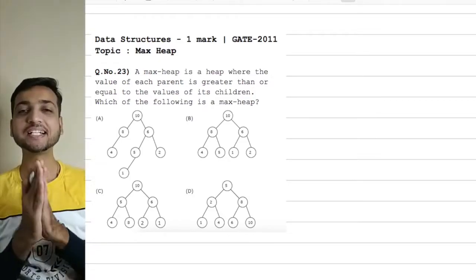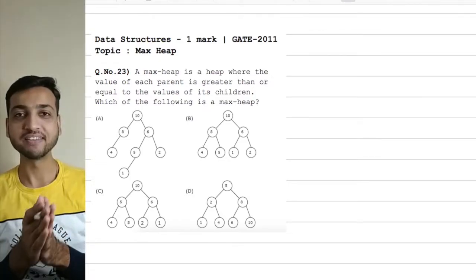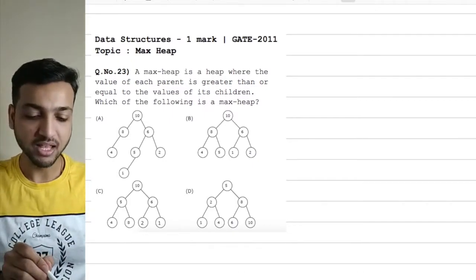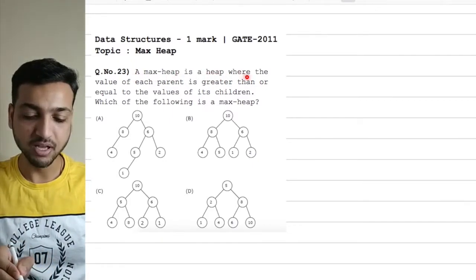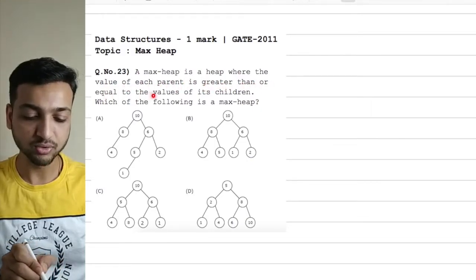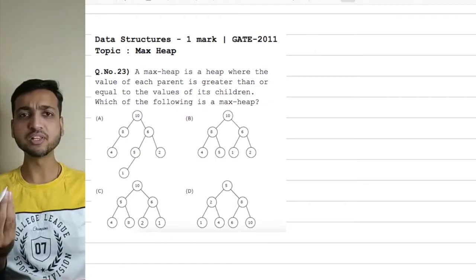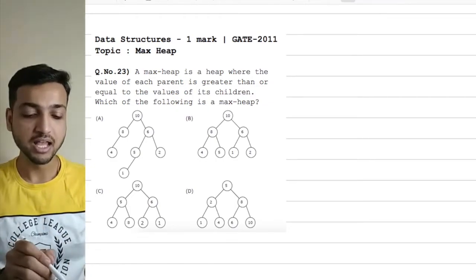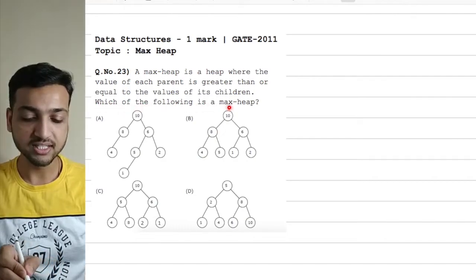So in this video, we're going to see a data structure question from GATE 2011, and it is based on the topic of max heap. So let's read what the question is. A max heap is a heap where the value of each parent is greater than or equal to the value of its children. So this is the usual definition of max heap, which they have given right at the beginning of the question. Now, which of the following is a max heap?